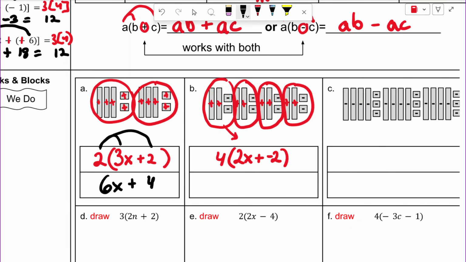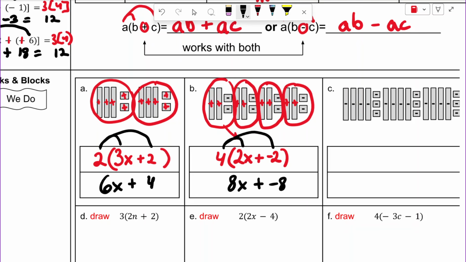4 times 2x is 8x. And 4 times -2 is -8. Now is that what we see up here? Well, there are 8 sticks and there are 8 negative units. So that worked out good.